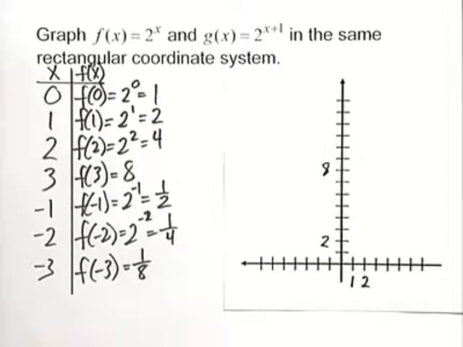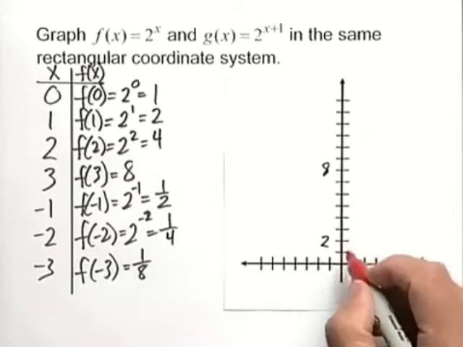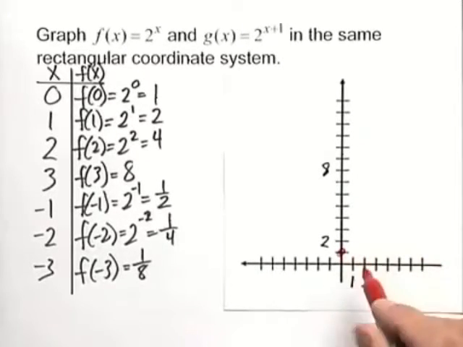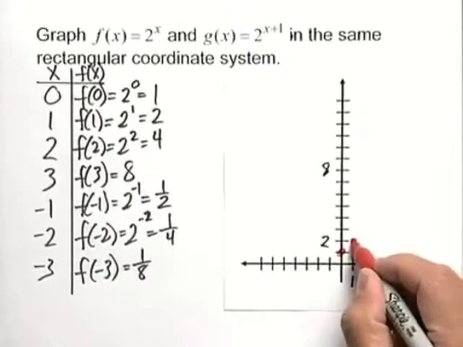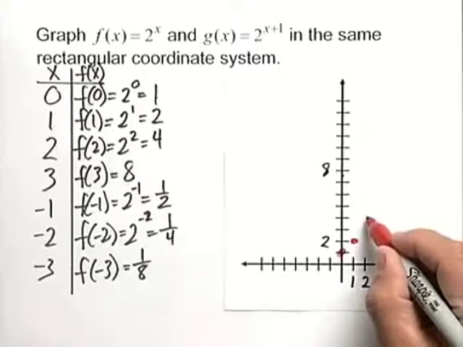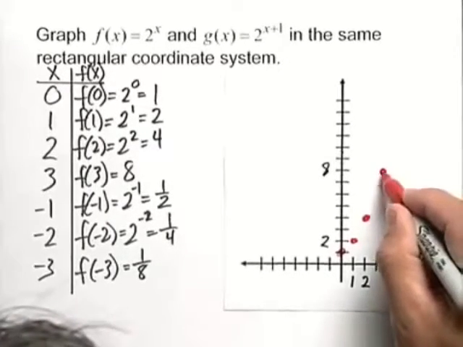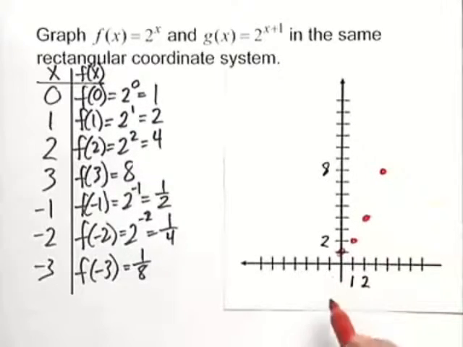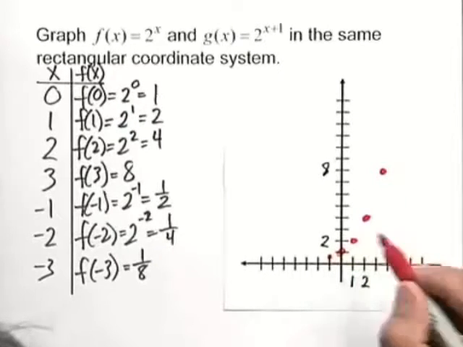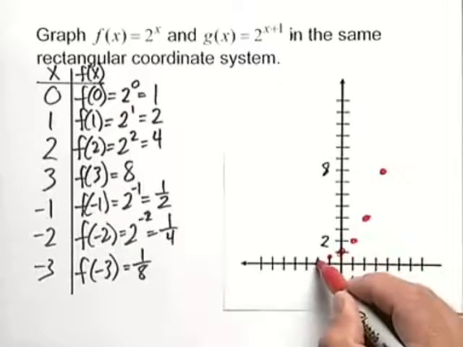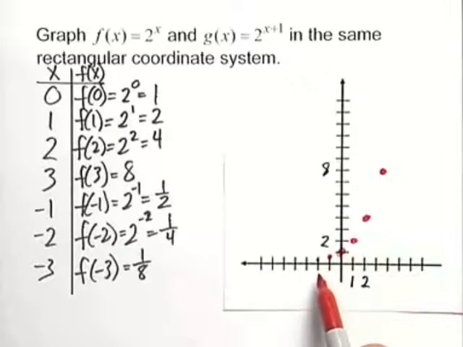I'm going to do that in red over here. We have (0, 1), (1, 2), (2, 4), and (3, 8). On the left here, at negative 1, we're at 1/2, and it begins to get a little difficult as we graph these points, negative 2 and 1/4, so on and so forth.